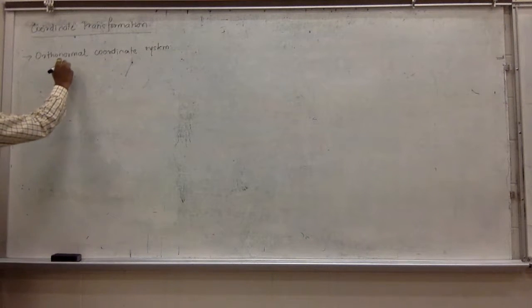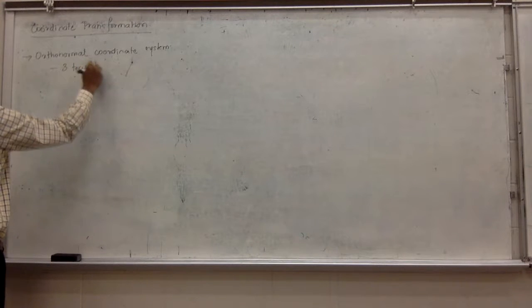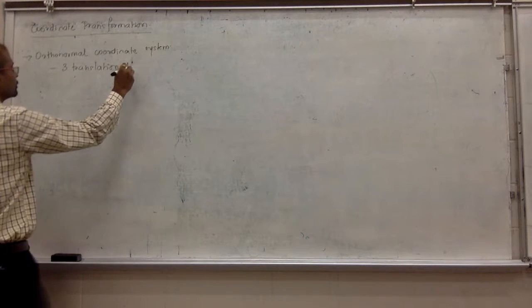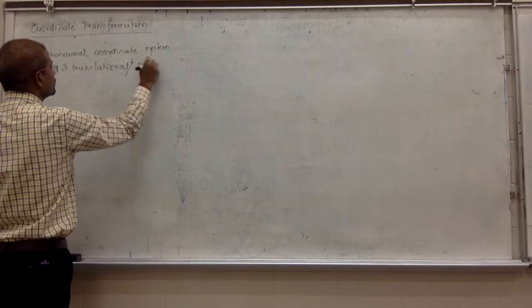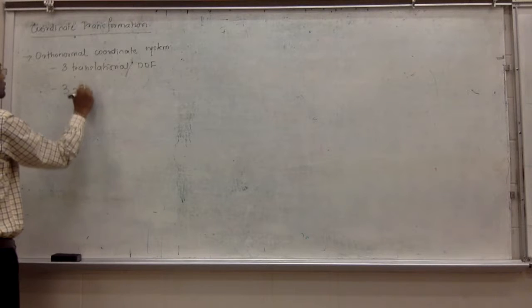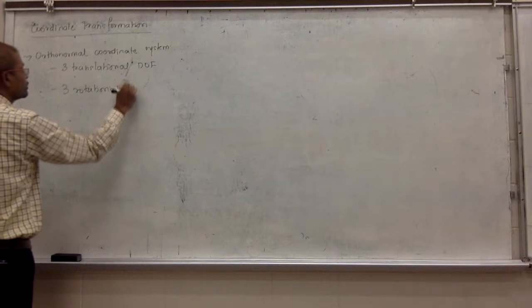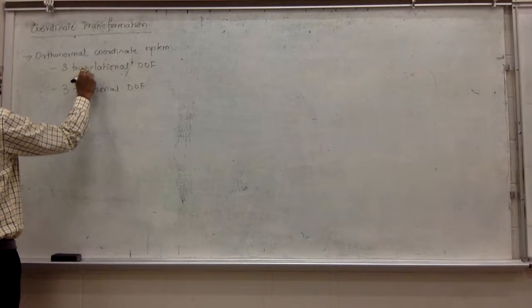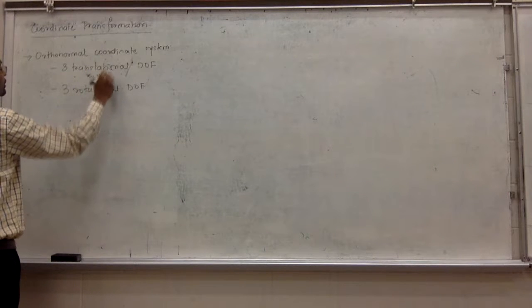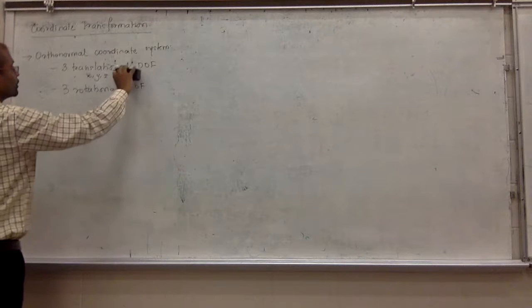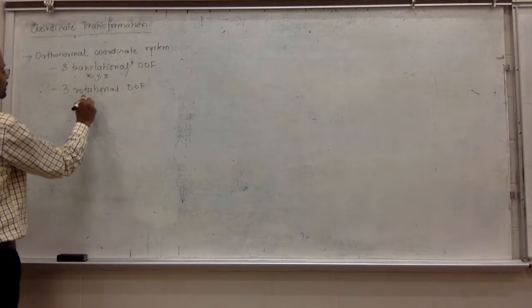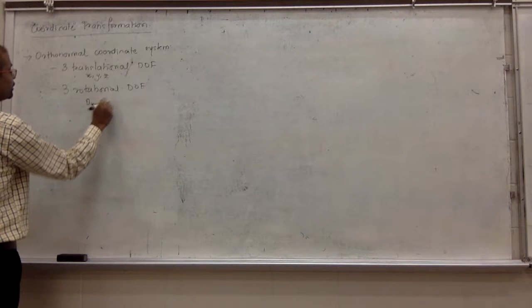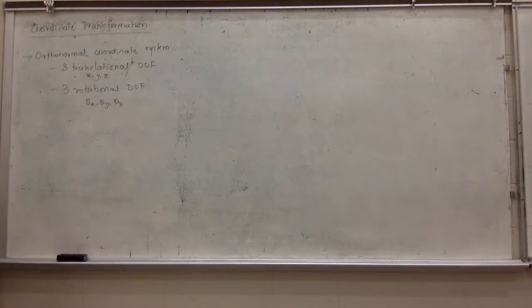The 3 degrees of freedom are 3 translational degrees of freedom. There's X, Y, Z, and then 3 rotational numbers. So you can say this is translational motion in X, Y, Z, and this would be something like theta X, theta Y, theta Z. Okay. And here you're not changing your orientation.